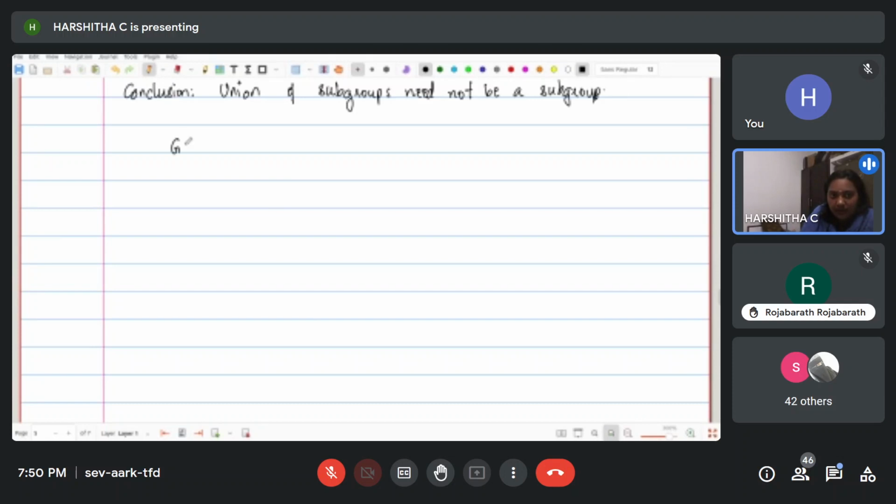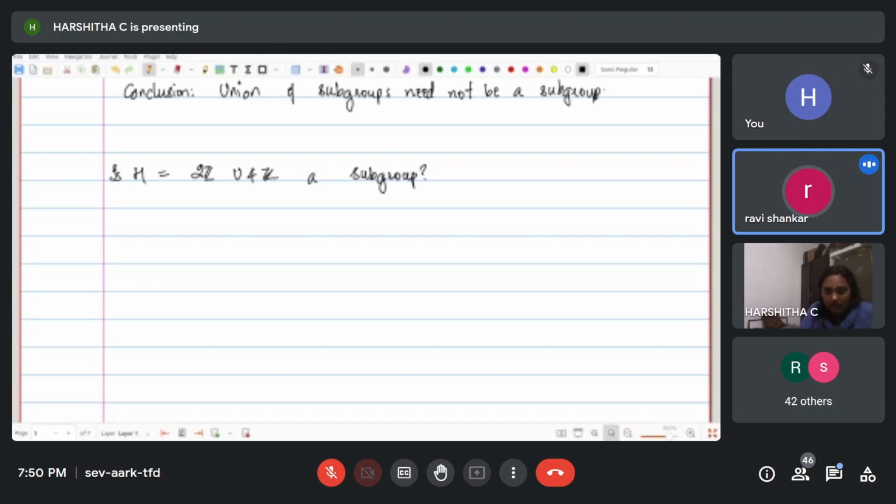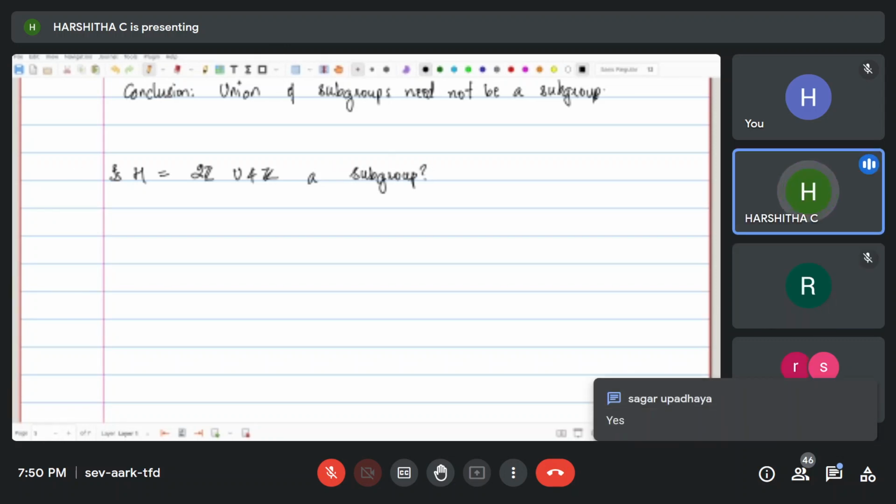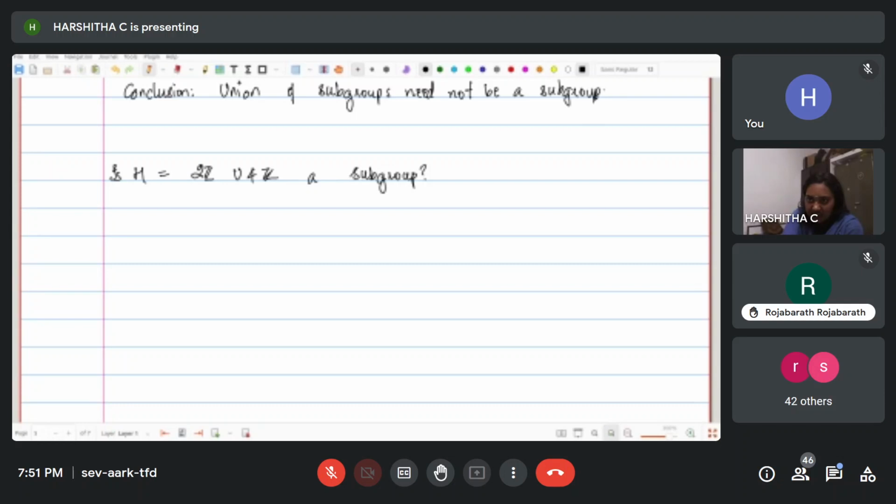So we have a group, and let's look at another example here itself. Let us take 2Z and 4Z. So is this a subgroup? Any answers? Yes. Why do you think it's a subgroup? AB inverse.